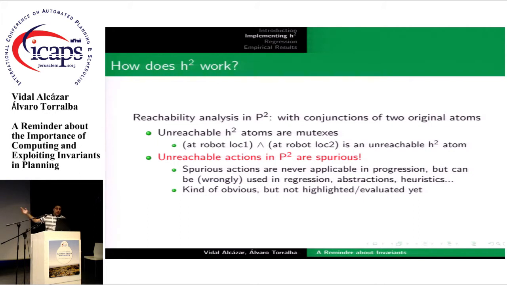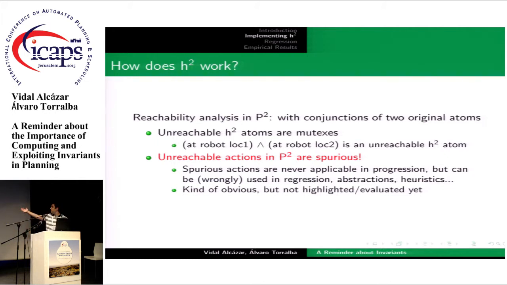And another remark here is that this does not only allow us to detect states that are spurious, that cannot belong to a plan, but also any action that is not applicable in this reachability analysis cannot be part of any plan and can be completely removed from the problem. So basically, that's what we are going to do. We are going to use H2 to detect actions that can be removed from the problem.